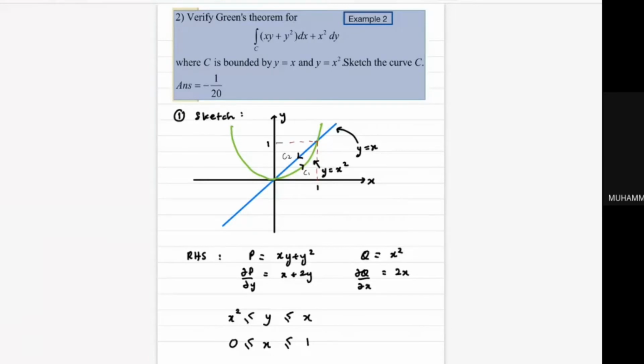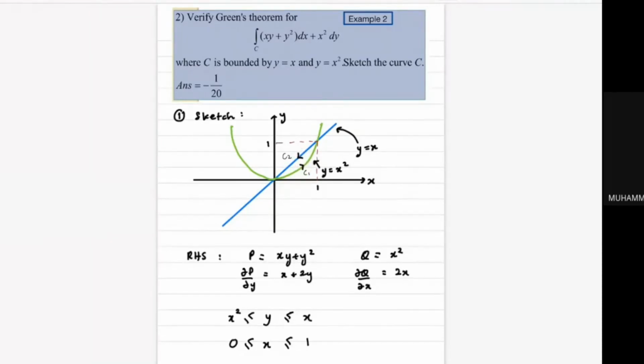So we're given this line and also this curve. Start with the first one, C1 is this curve, y is equal to x squared. This is your C1 and this is your C2, y is equal to x. So you get this curve and this line. Then you just put the arrow for the counterclockwise direction.